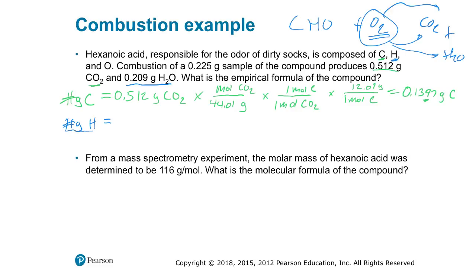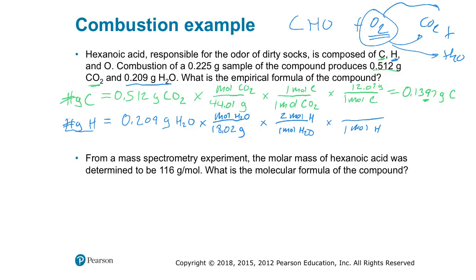Okay, so we start with the 0.209 grams of water. And then from there, we're going to use the molar mass of water, so it's 18.02 grams per mole of water. Now, one difference here is 1 mole of water contains 2 moles of H atoms. And 1 mole of hydrogen has the average mass in the periodic table, 1.008 grams.